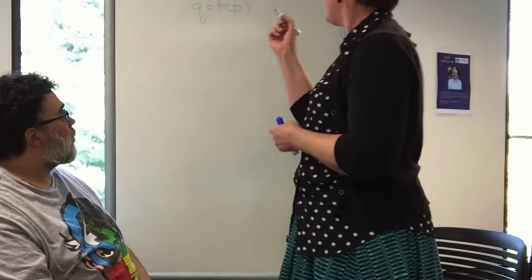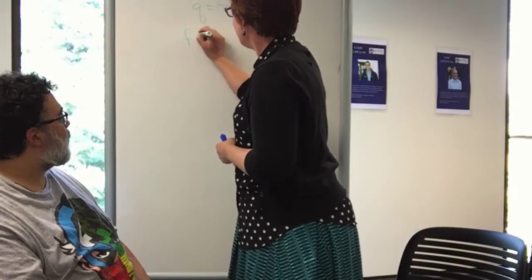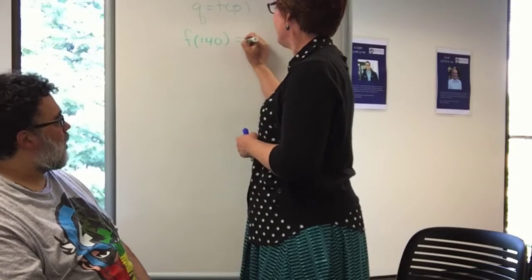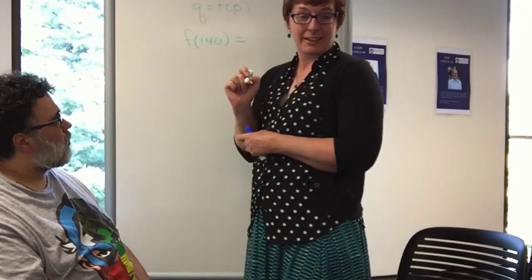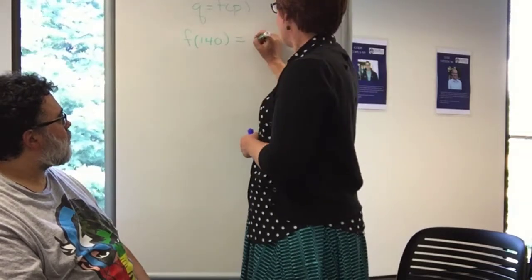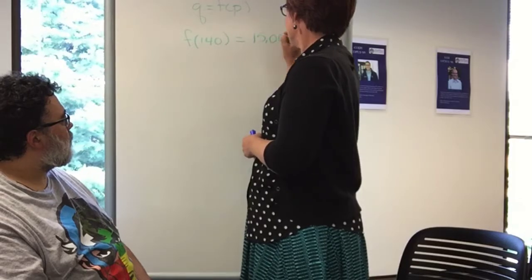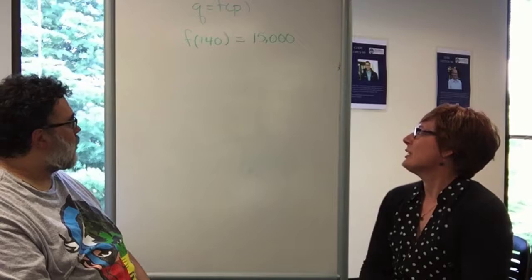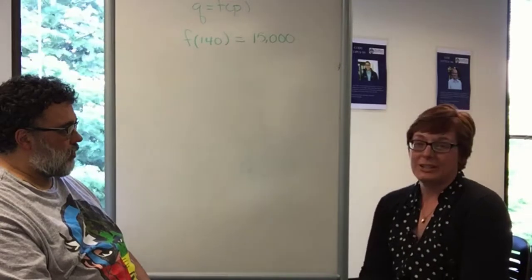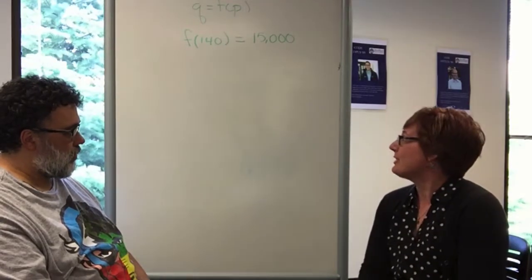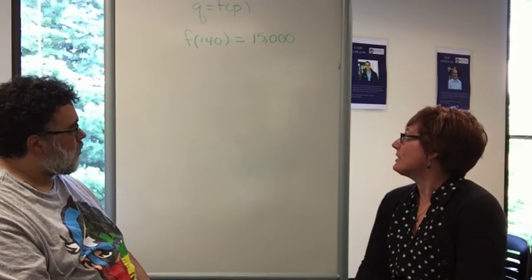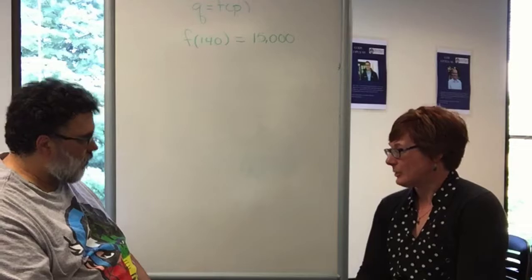We know that when the price is $140, so f of 140, then we sell 15,000 skateboards. So when I look at that, I think, okay, my input in my f function is price, so $140 per skateboard, and the output is quantity sold, so I'm selling 15,000 skateboards.